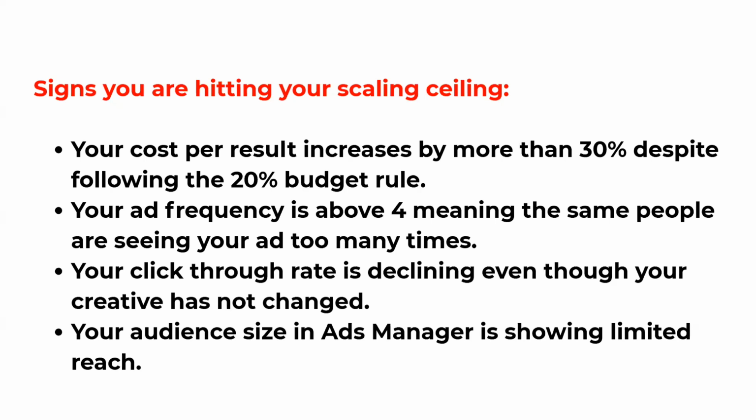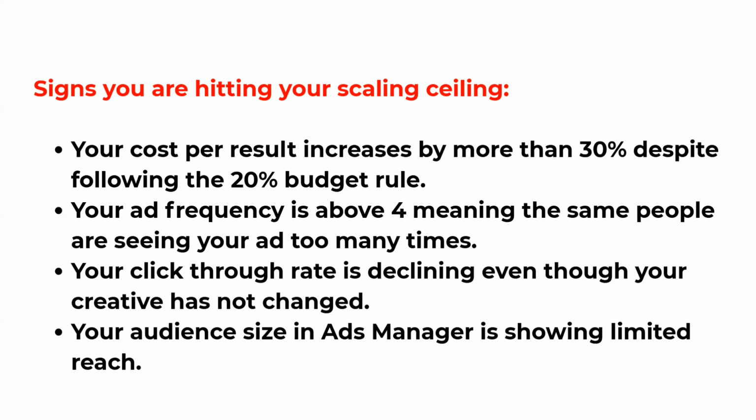Number two, your ad frequency is above 4, meaning the same people are seeing your advert too many times. It is showing frequently. That is just what that English means. Number three, your click-through rate is declining, even though your creative has not changed. Okay. Number four, your audience size in Ad Manager is showing limited reach. Maybe for some reason you are now seeing limited reach in your Ad Manager. It means you're already reaching your breaking limits.